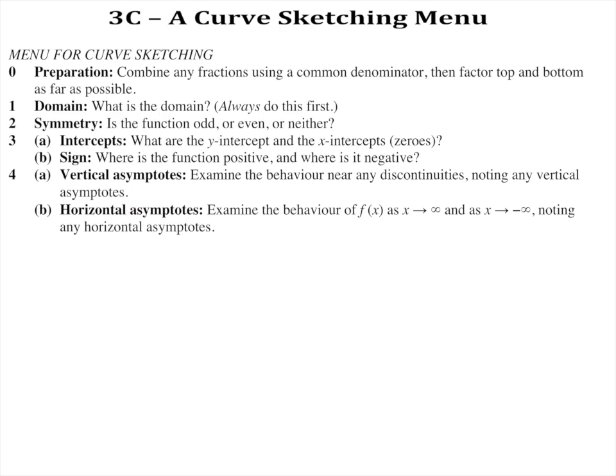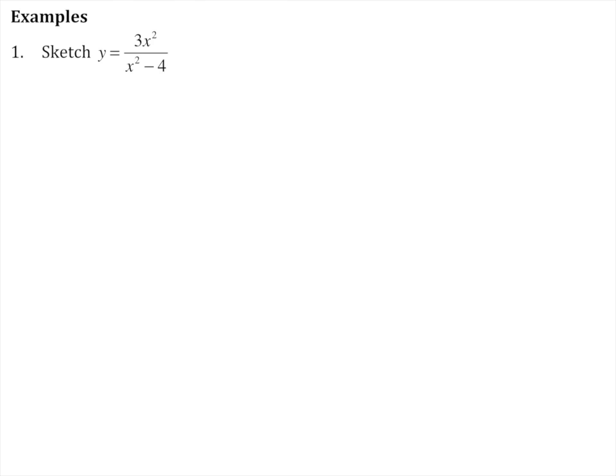So let's try our first example. Sketch y equals 3x squared over x squared take 4. Well, first of all we have to prepare it, and the way we prepare it is we factorize it. So we know that the top can't be factorized any further, but the bottom is a difference of 2 squares. So we could write it as (x take 2)(x plus 2).